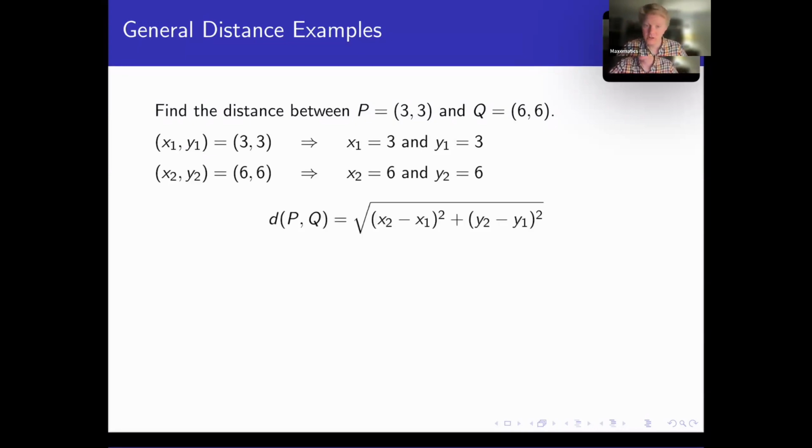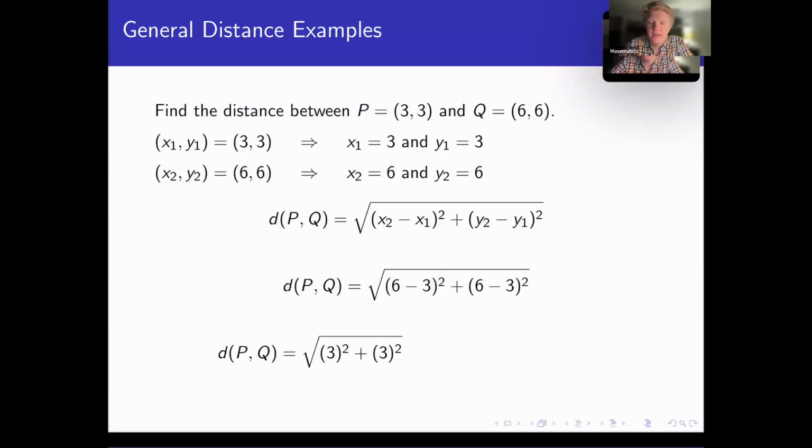So we're going to plug in all that information to this formula right here. x2 is 6, x1 is 3, y2 is 6, y1 is 3. 6 minus 3 is 3. 3 squared is 9. 9 plus 9 is 18.